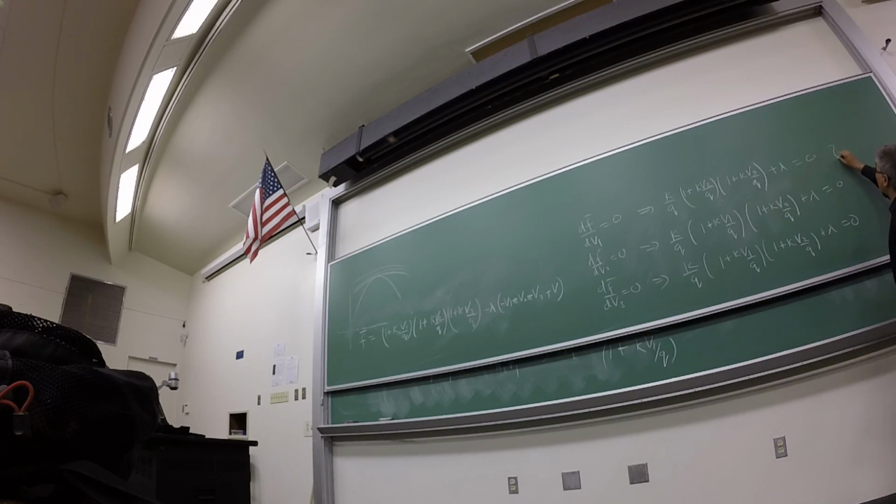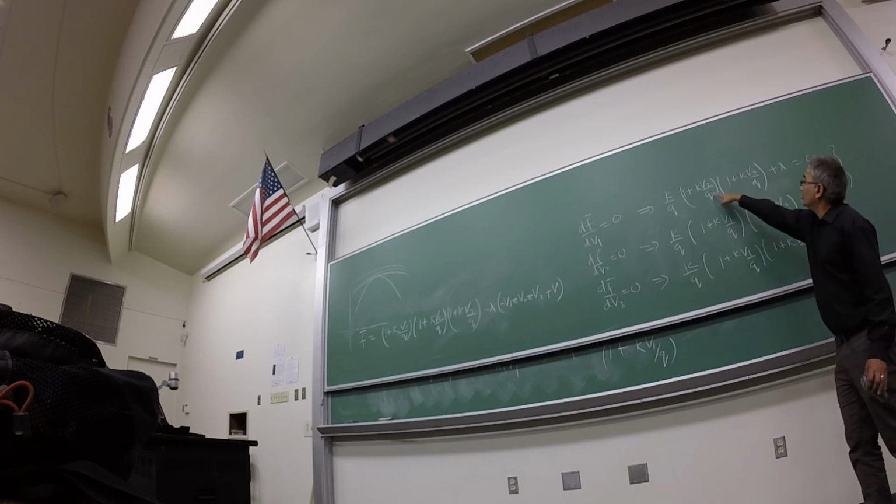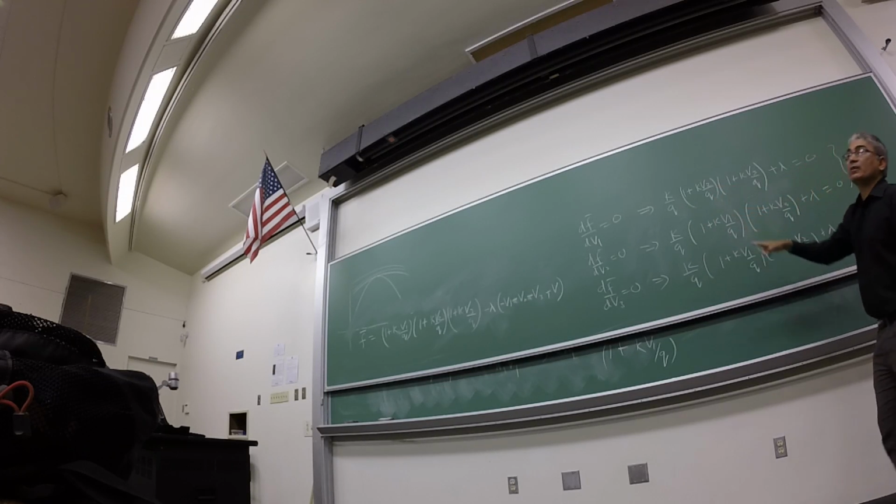By looking at these two equations, you can see lambda, lambda. By equating the two lambdas, what do you see? You see v1 has to be equal to v2. Right? Because these two lambdas are equal, so this whole thing has to be equal. K over q is the same, the v3 term is the same, so this has to be equal to that, therefore v2 must be equal to v1, right?